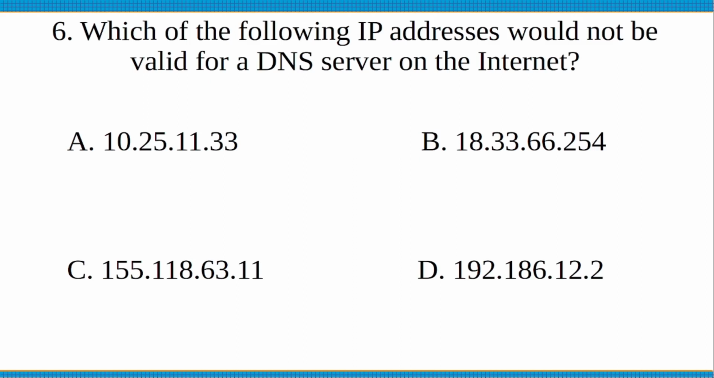Question number 6. Which of the following IP addresses will not be valid for a DNS server on the internet? A. 10.25.11.33, B. 18.33.66.254, C. 155.118.63.11, D. 162.186.12.2.